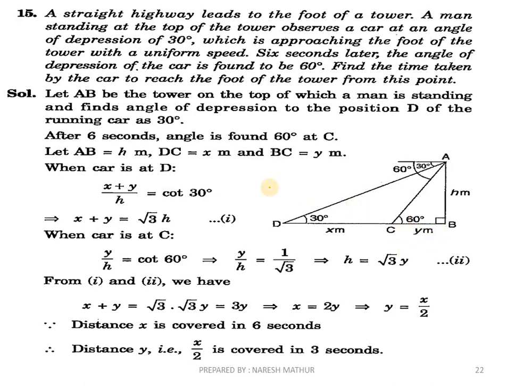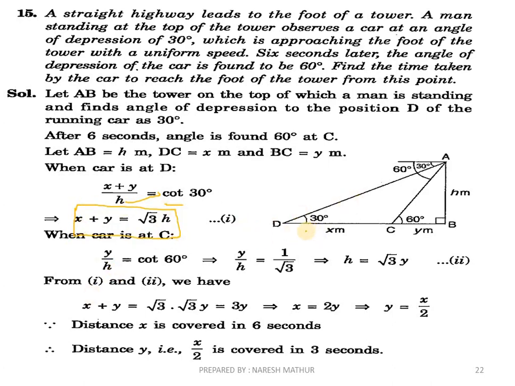Alright, now we have two right triangles ADB and ABC. Now in triangle ABD, the angle is 30 degrees. We can take tan or cot. So here we have taken cot theta. Cot theta equals base upon perpendicular, so it would be x plus y upon h. Now cot 30 is what? Root 3, and this h will be cross multiplied, so we will have x plus y equals root 3h as our first equation.